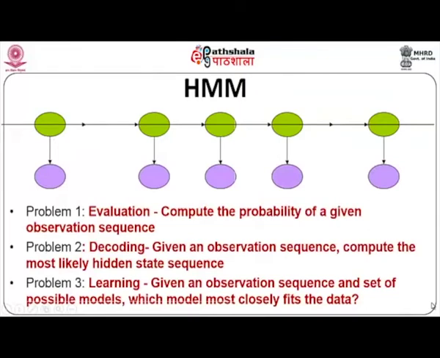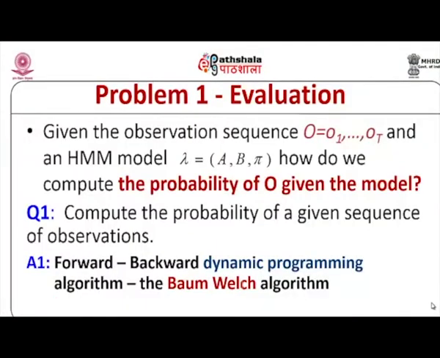Now, as we again said, these are the 3 issues, problems, questions. So, the first problem is evaluation. We are given the observation sequence O1, O2 to OT, and we are given the model. What is the meaning of we are given the model lambda? That means we are given all the probabilities required. We are given the initial probability of each and every state, we are given the transition probability from one state to the other, we are given the emission probability also. So, if you reach this state, what will be emitted? So, we want to compute the probability of the sequence given the model.